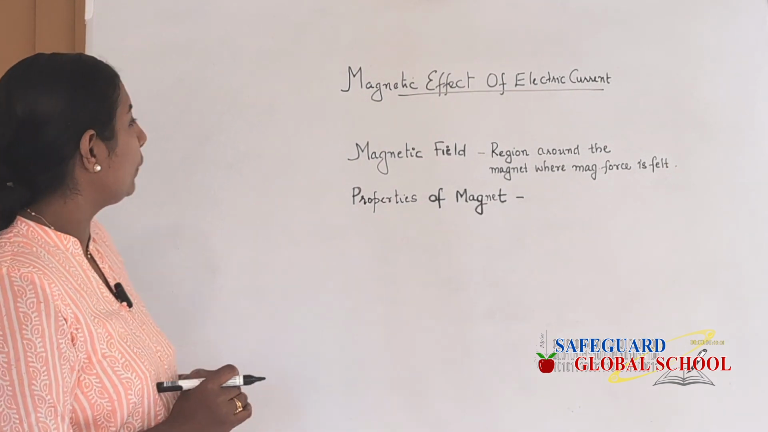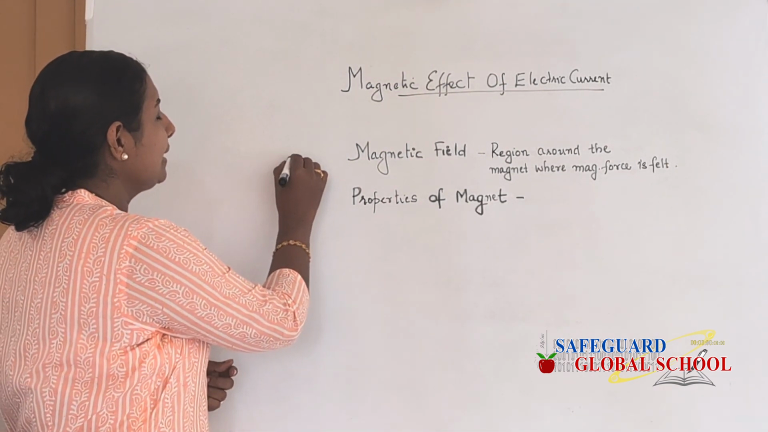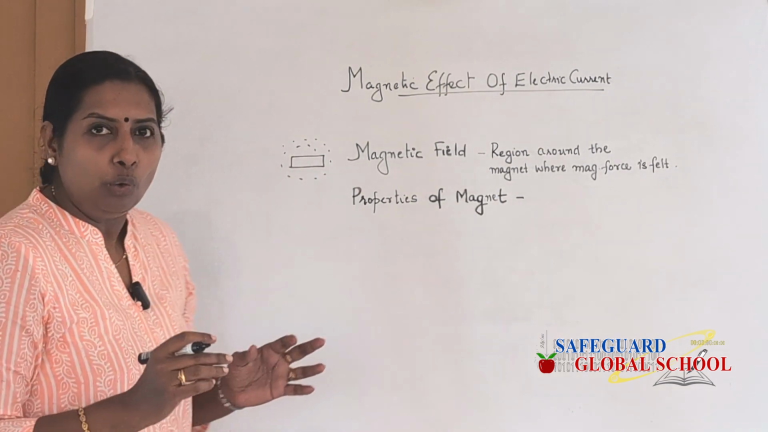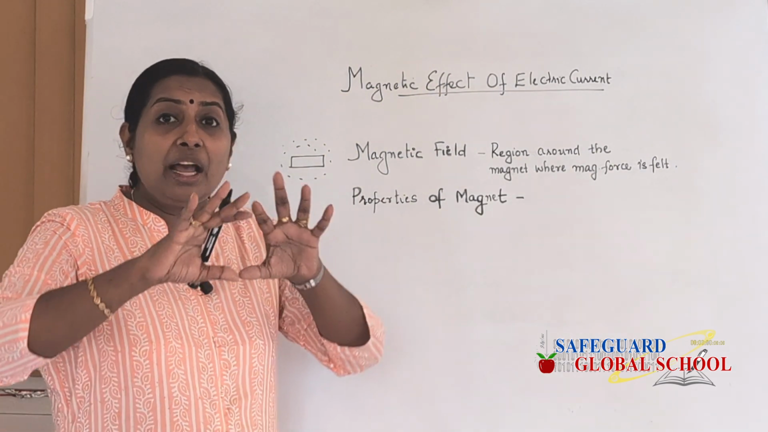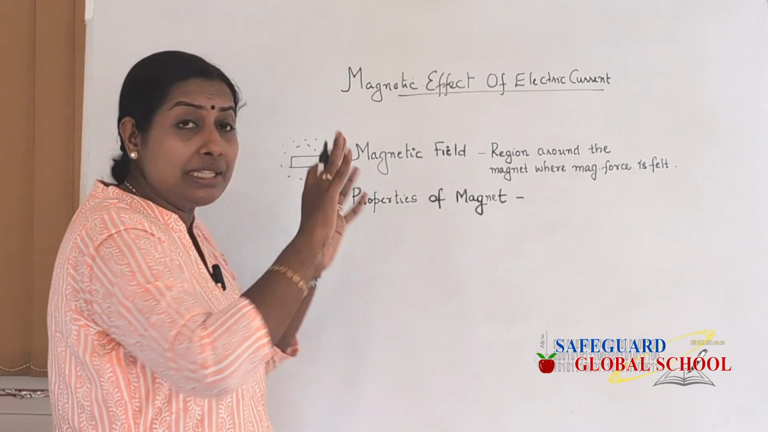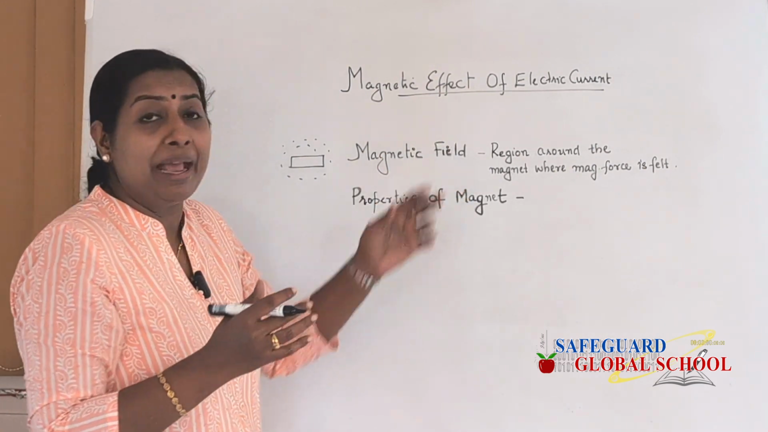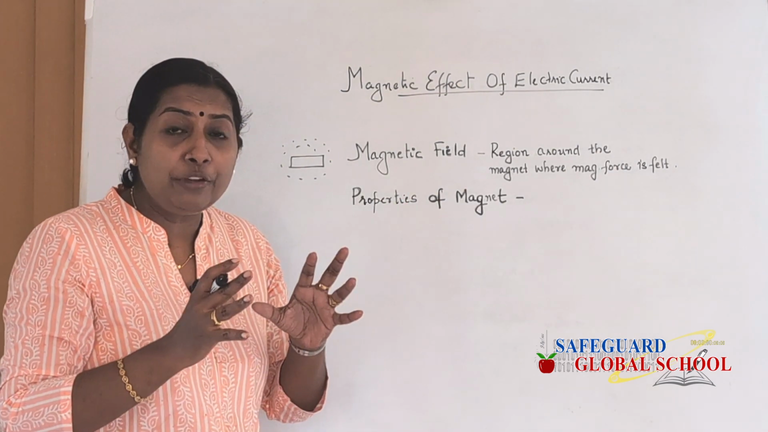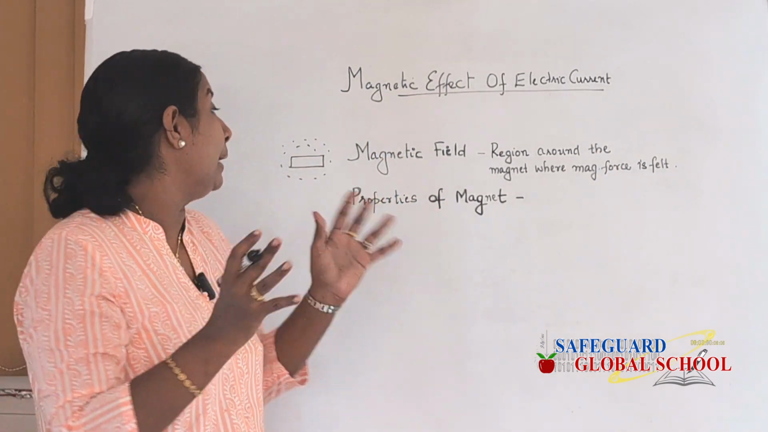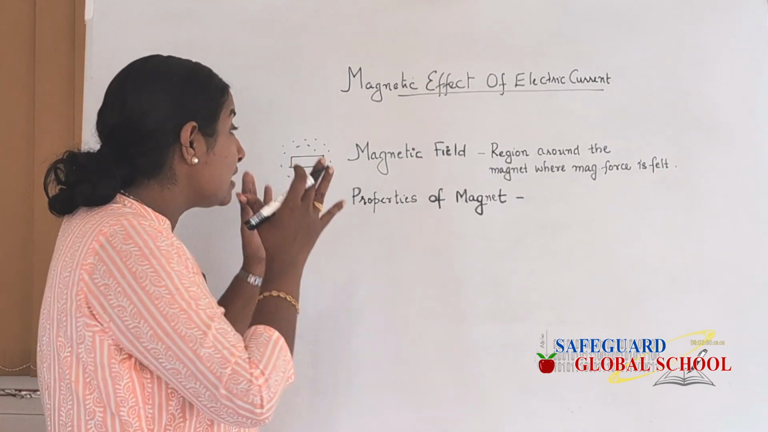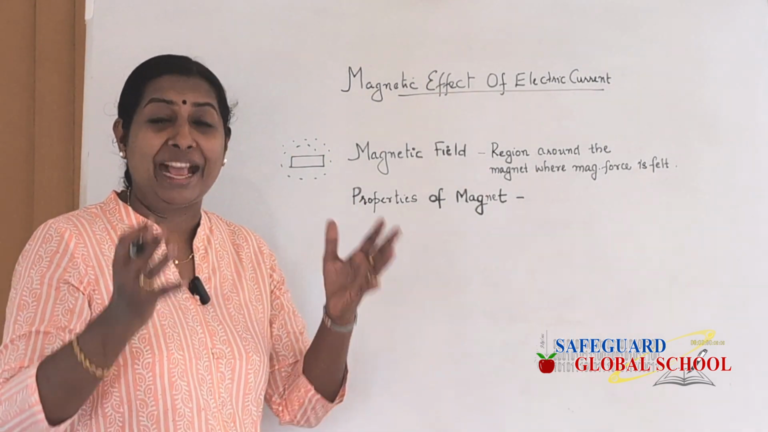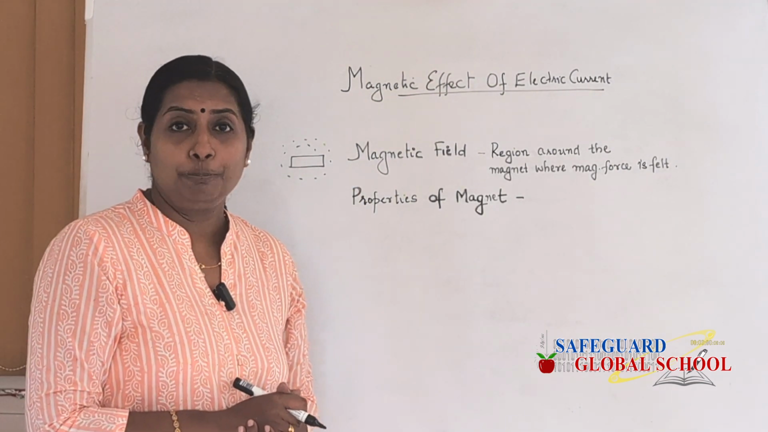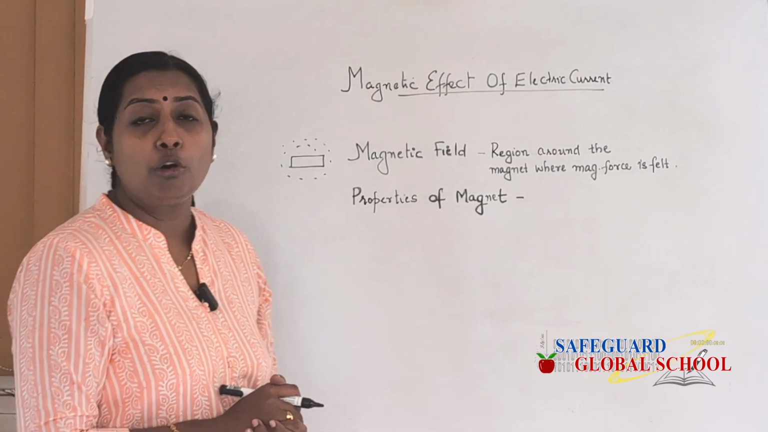There is an activity given in your textbook where a magnet is taken and some iron filings are placed around it. So we can see in the diagram that the iron filings get oriented in a particular direction due to this magnetic field. Iron filings are magnetic substances, and this magnetic field orients these iron filings in a particular pattern. So the existence of a magnetic field around a magnet is shown by the orientation of iron filings around it. So now we go to the properties of a magnet.